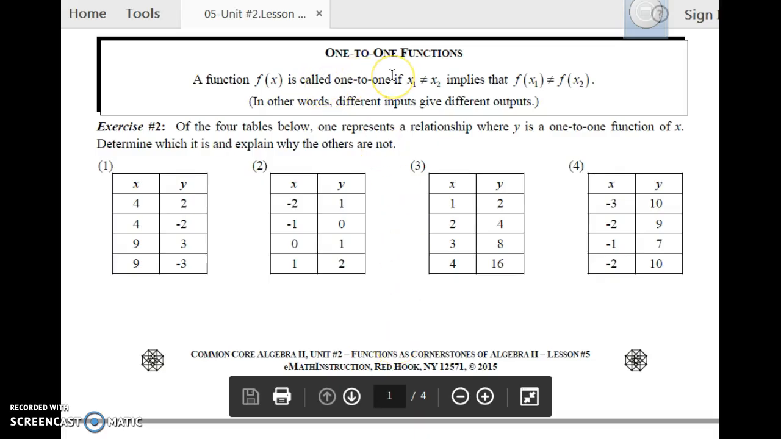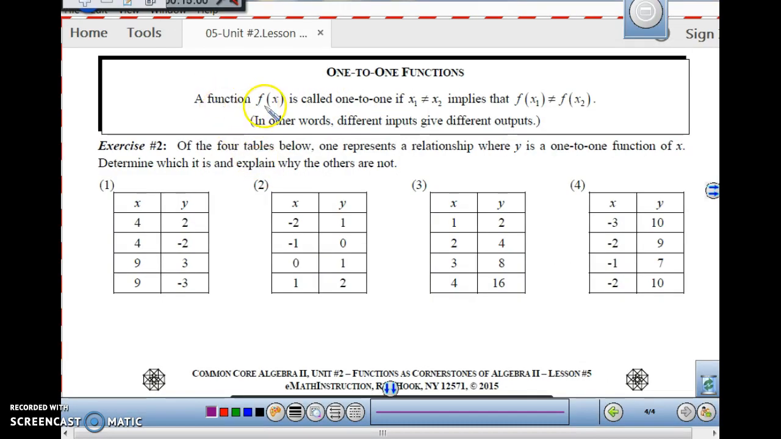So the formal definition of one-to-one is this. A function f of x is called one-to-one if x1 not equal to x2 implies that f of x1 is not equal to f of x2. The y's are not repeated. So if the x's aren't repeated, the y's aren't repeated. That makes it one-to-one. In other words, different inputs give different outputs. Each x has a unique y.